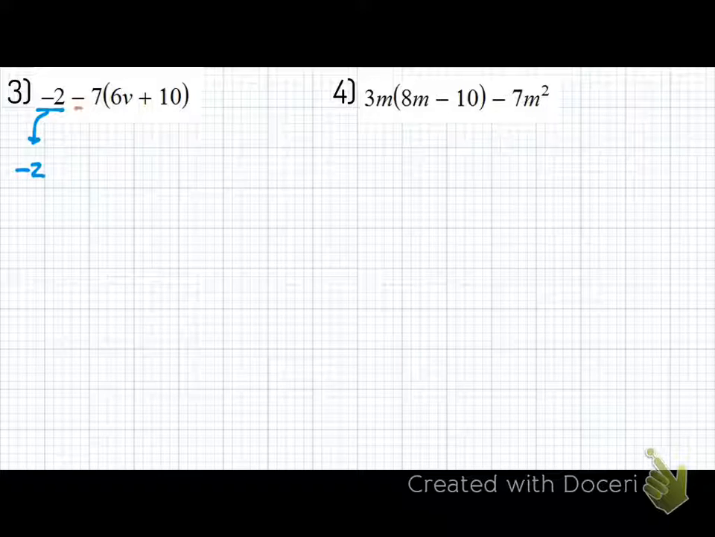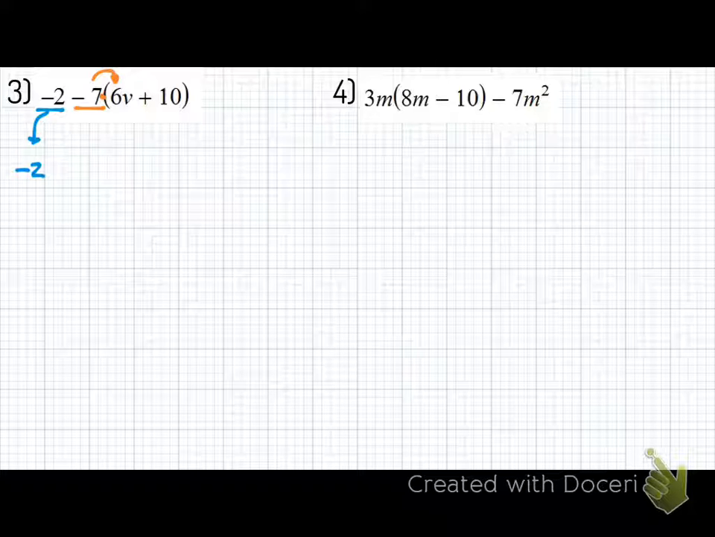Then we have this negative 7, or minus 7. It's not just 7, but it's negative 7, and it's being multiplied into this, okay? So don't just give me the answer. I want you to tell me the answer by saying positive or negative, okay? What's negative 7 times 6v?